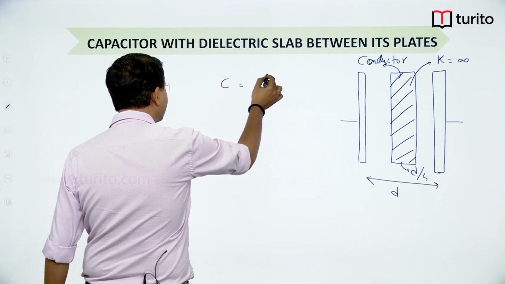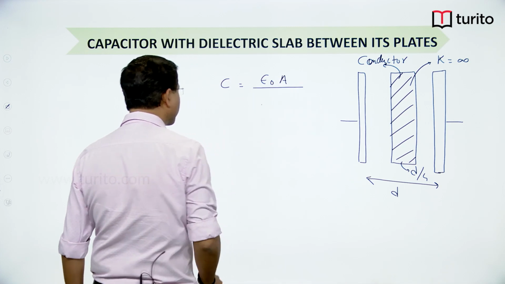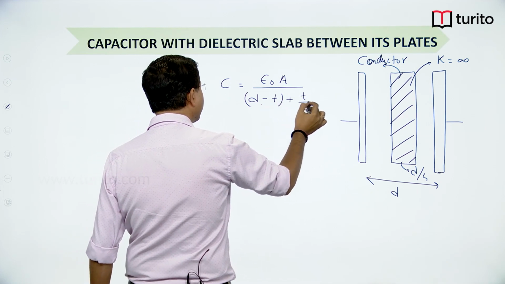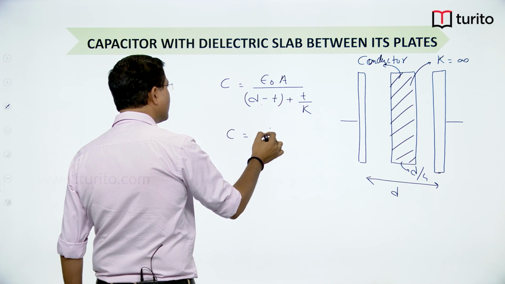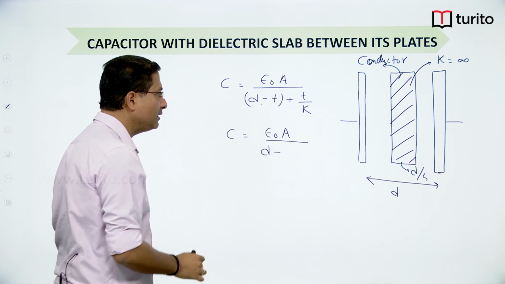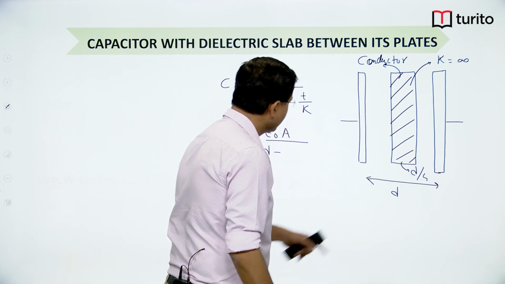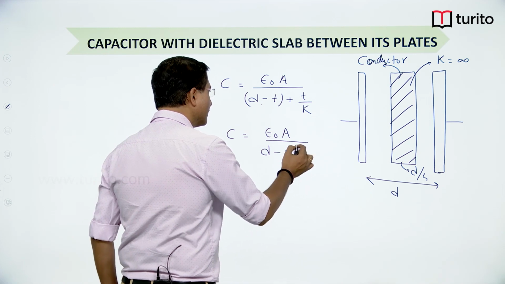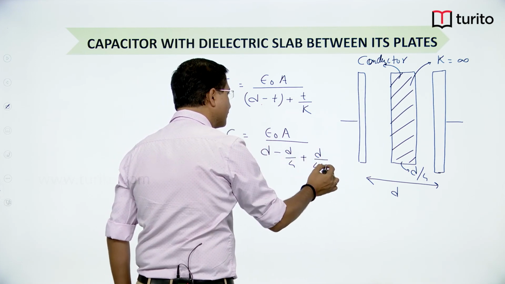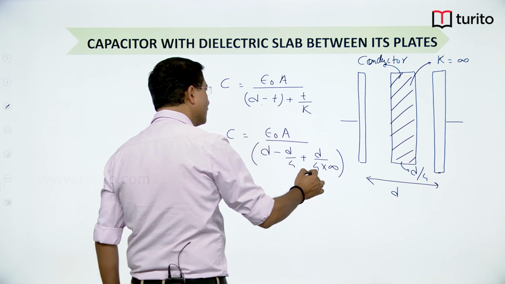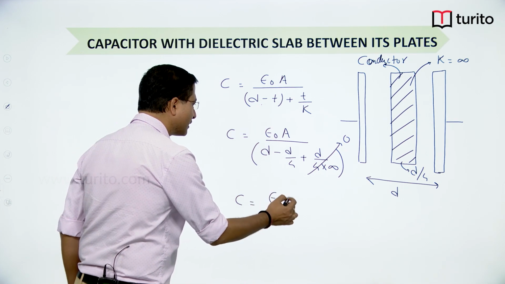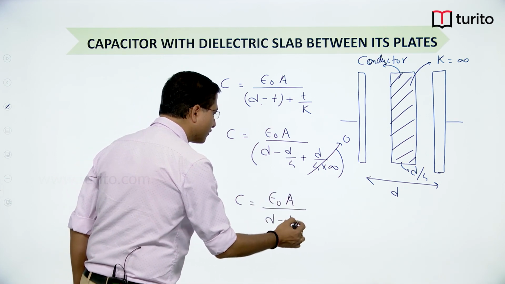So, C is equal to, the formula was epsilon naught A divided by d minus t plus t divided by K. So, C is equal to epsilon naught A divided by d minus, in place of t I can write d by 4, plus d by 4 and then K is infinity. If I substitute here, then this term will become 0. That means the capacitance here will become epsilon naught A divided by d minus d by 4.